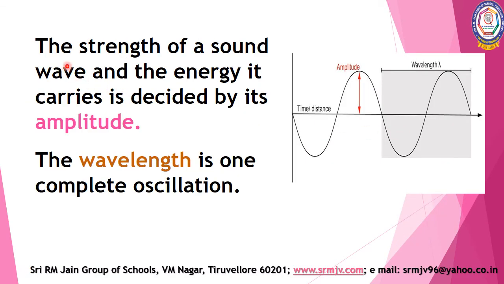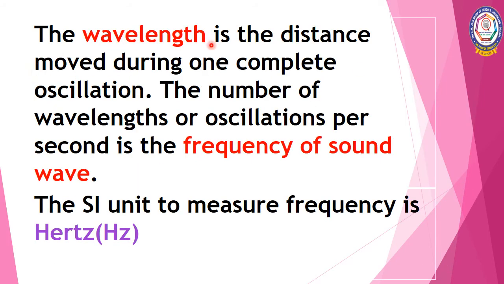Next, the strength of a sound wave and the energy it carries is decided by its amplitude. The wavelength is one complete oscillation. The wavelength is the distance moved during one complete oscillation. The number of wavelengths or oscillations per second is the frequency of sound wave.